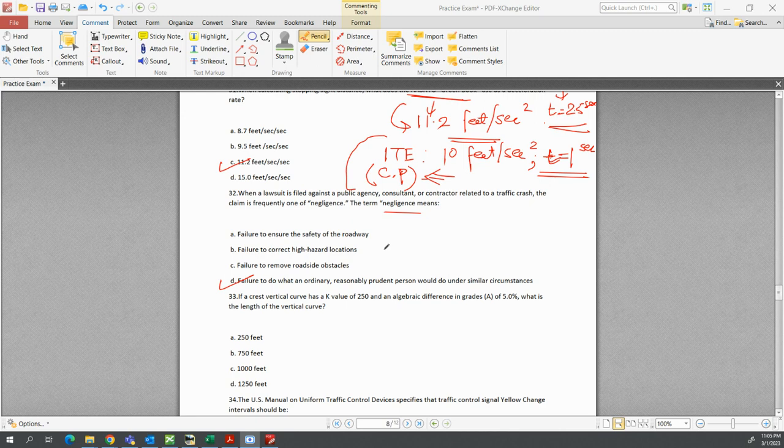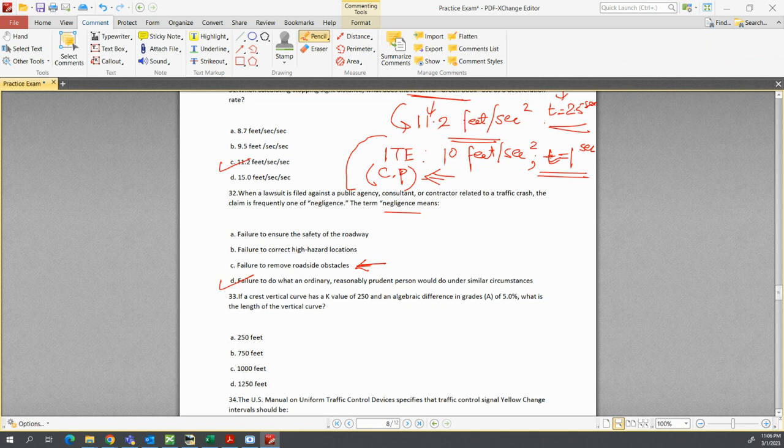So somebody can actually sue the agency even for these purposes, failure to remove roadside obstacles. But in this question it has been asked what is negligence. Let's say there have been roadside obstacles for 1 year, or there is a record that many people have complained to the agency about those roadside obstacles, and still they fail to act on it. In those cases, yes, they can sue the agency for this failure to remove roadside obstacles. But generally it's negligence, and negligence means failure to do what an ordinary, reasonably prudent person would do under similar circumstances. So next question.